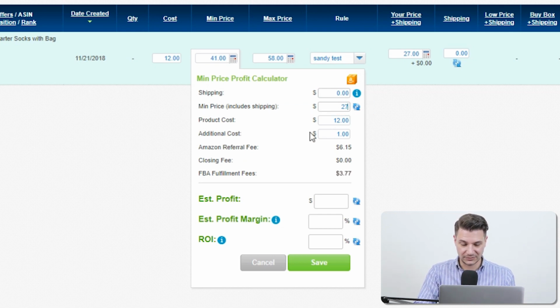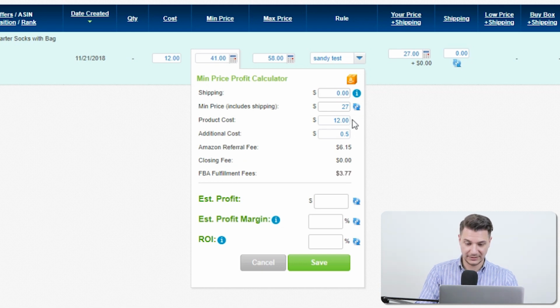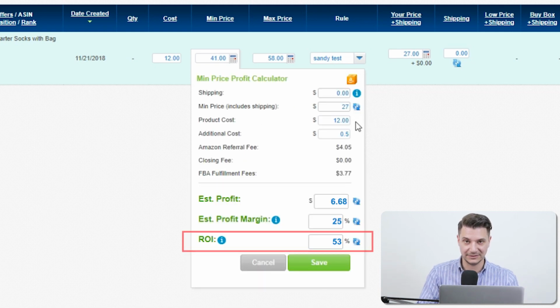So even if it goes down to 27 or 26, it's still an acceptable price. And when we input all the information, so the product cost of 12, maybe an additional cost of 0.5, like just 50 cents, and we calculate, then the software is going to calculate all the fees automatically. And it tells us that we have an ROI of around 55%. This is definitely a good ROI.